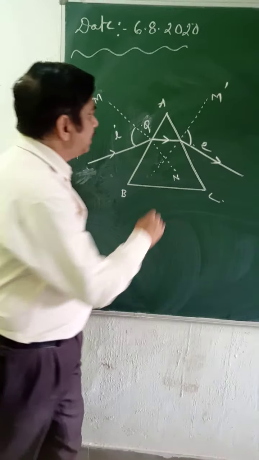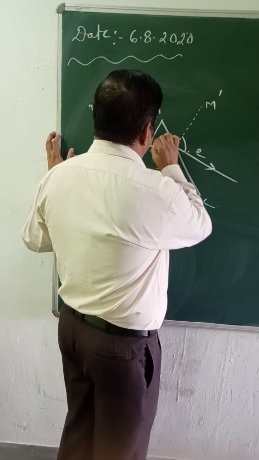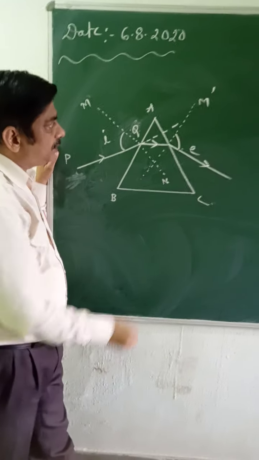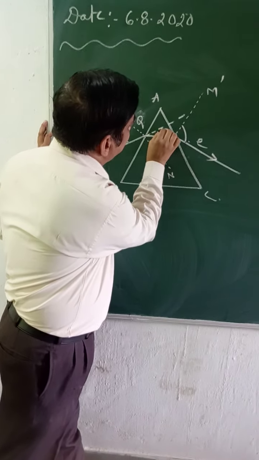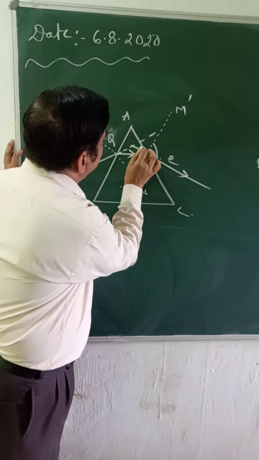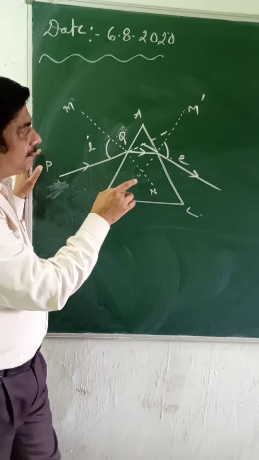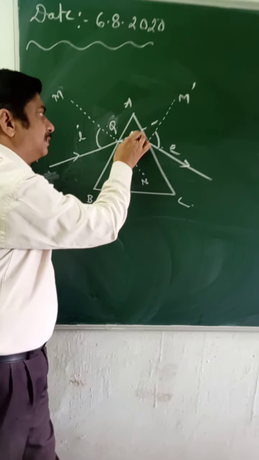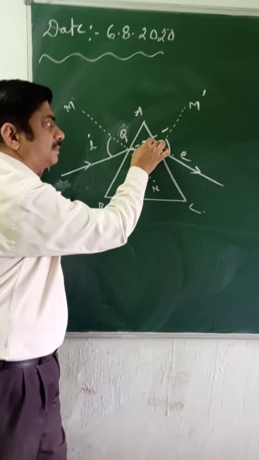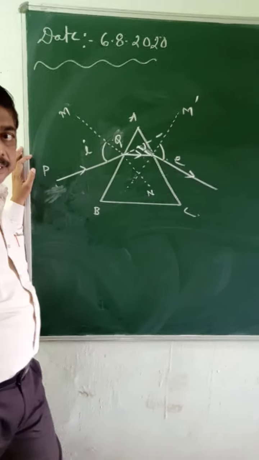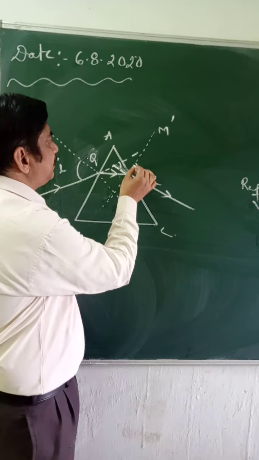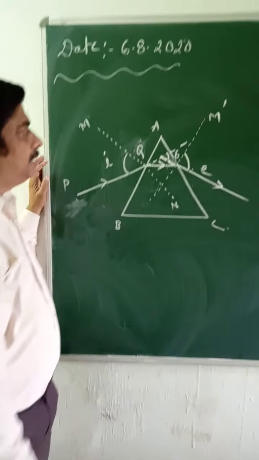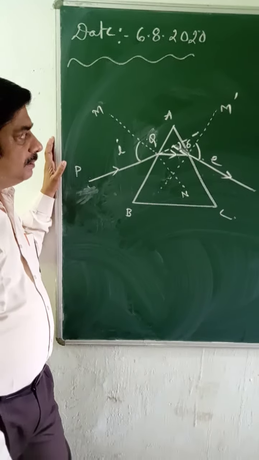So now here, if we observe, this is the incident ray and this is the refracted ray. So here between the incident ray and the refracted ray, this much deviation occurs. So this angle is said to be the angle of deviation, and how is it represented? Represented by delta.